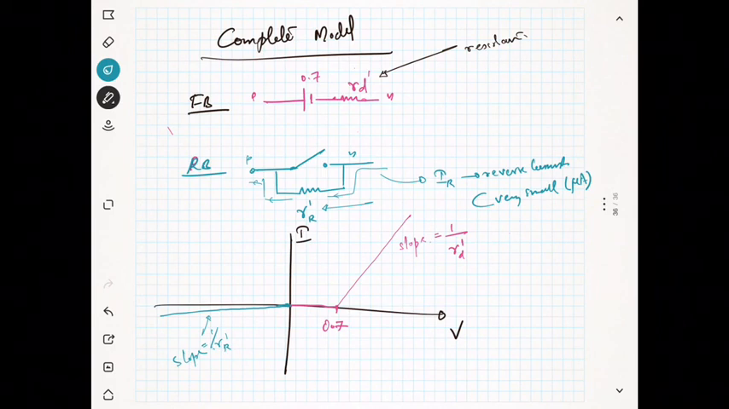So we have seen different types of models for the diodes: the practical model, the ideal model, and the complete model. I hope you understand. Next, we will do one problem with this, and after that we will start the different applications of the diode.